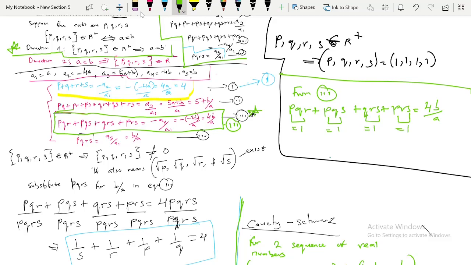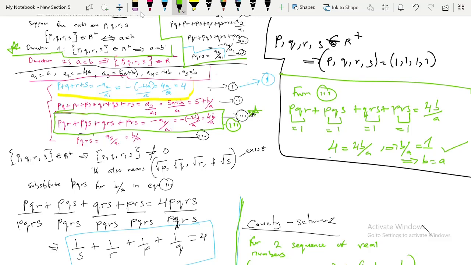So this is 1 plus 1 plus 1 plus 1, 4 times, which is 4, equals 4B over A. And this means that B over A is equal to 1, right? When you divide both sides by 4. And this implies that B equals A, which is what we wanted to actually show.